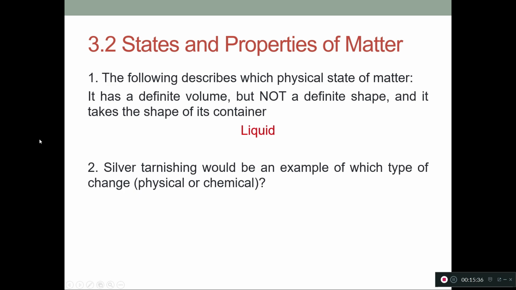Then silver tarnishing, this is already an example we used. This is a chemical change right here. And that's because the silver is actually changing the chemical makeup of it. It's going from pure silver to silver, probably oxide or something like that.